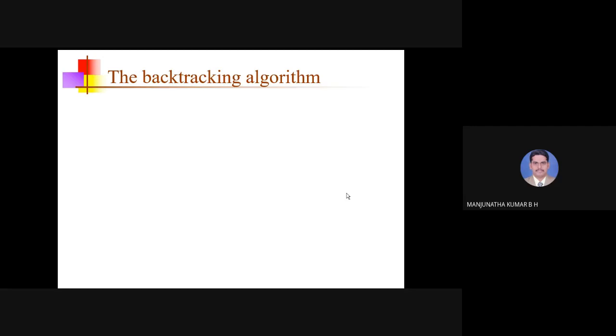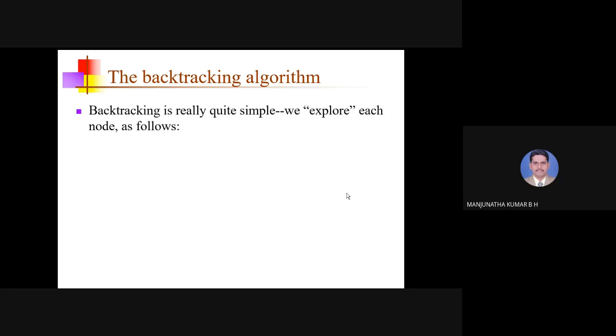Now let me explain the general algorithm for backtracking. It is a general algorithm, not for a particular problem, but the problems are solved based on this algorithm only. Backtracking is really very simple. Here we have to explore each and every node of the state space tree as follows. The very first step is to explore the node n. Exploring the node n means making choices in that current stage.